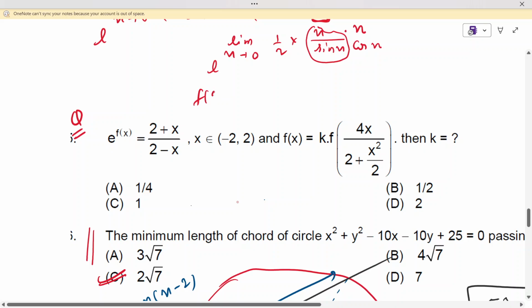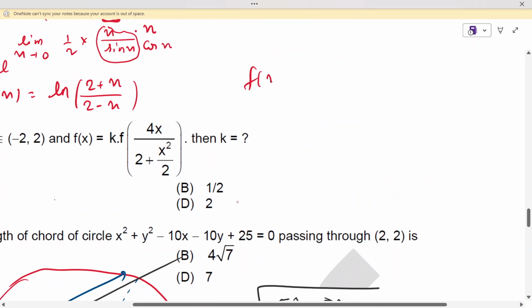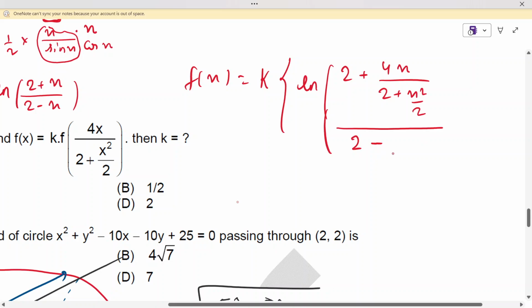So f of x will be ln of 2 plus x upon 2 minus x. Fine. Then what I know, f of x is equal to k times this thing. So k into f is ln of 2 plus 4x upon 2 plus x square by 2. This thing I can put divided by 2 minus 4x by 2 plus x square by 2. Clear? What I've done.